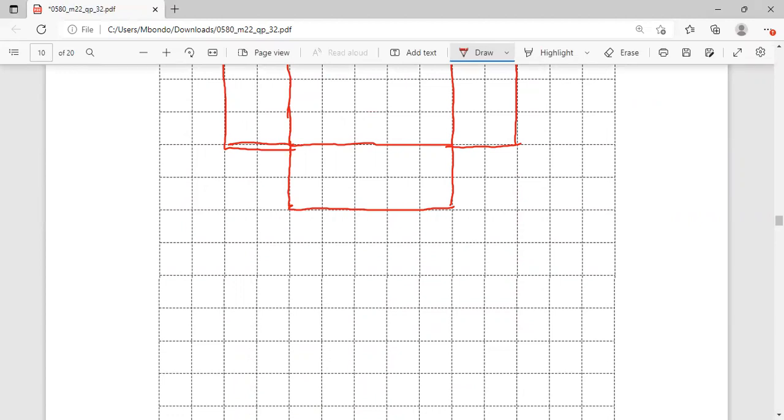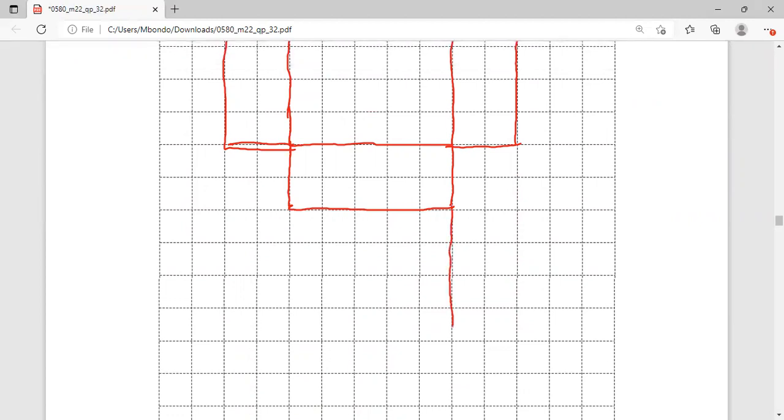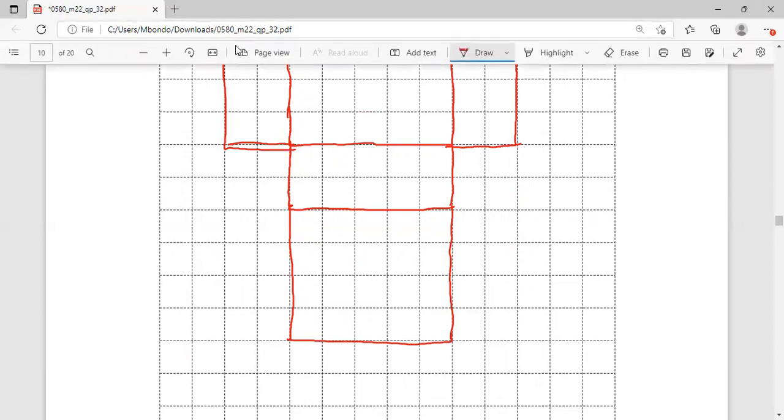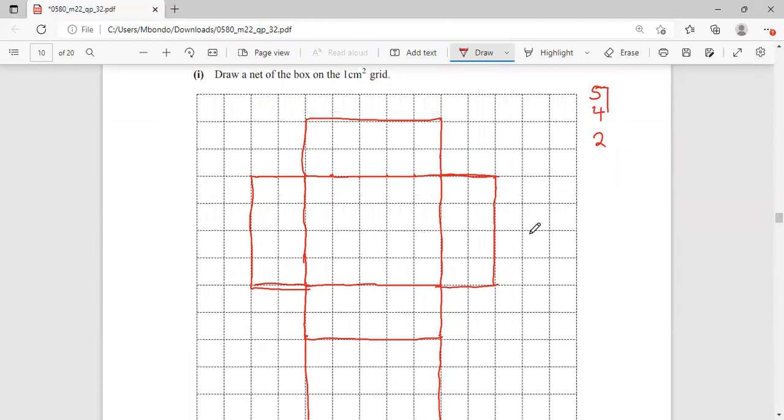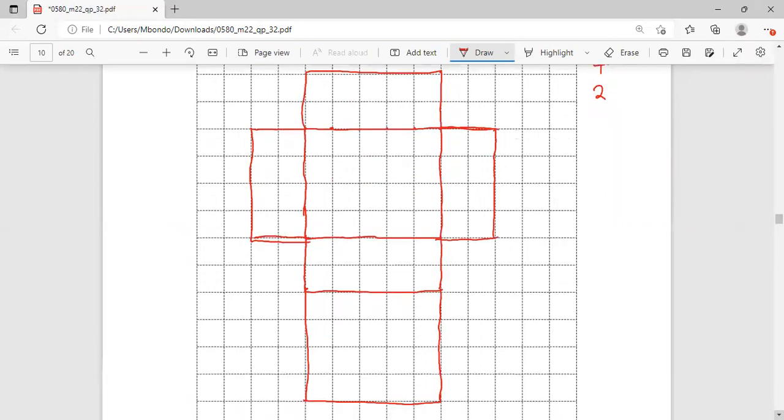So here we have 1, 2, 3, 4, 5. Then we need to extend it by 4 here. It comes like this. So when you fold this whole arrangement that I've written here, this is what is going to give us a closed cuboid like this, except that maybe some of the sides are bent, but you're supposed to do it better than this. This is exactly what you're going to have. It is as simple as this. I hope that is okay.